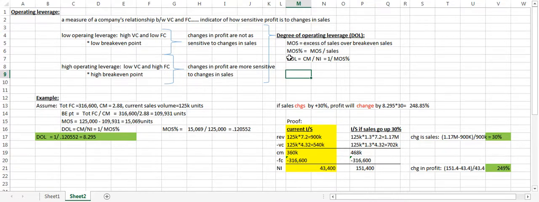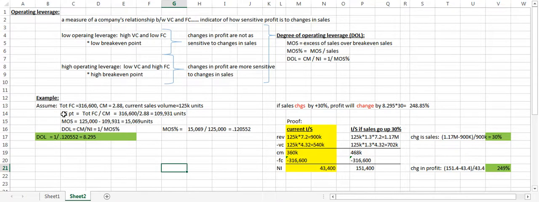In which case, then we can compute the degree of operating leverage as follows. Degree of operating leverage is either the contribution margin divided by net income, or 1 divided by the margin of safety percentage. Here's an example of how we use this. So for example, assume a company has total fixed costs of $316,000, contribution margin per unit of $2.88, and current sales volume of 125,000 units.